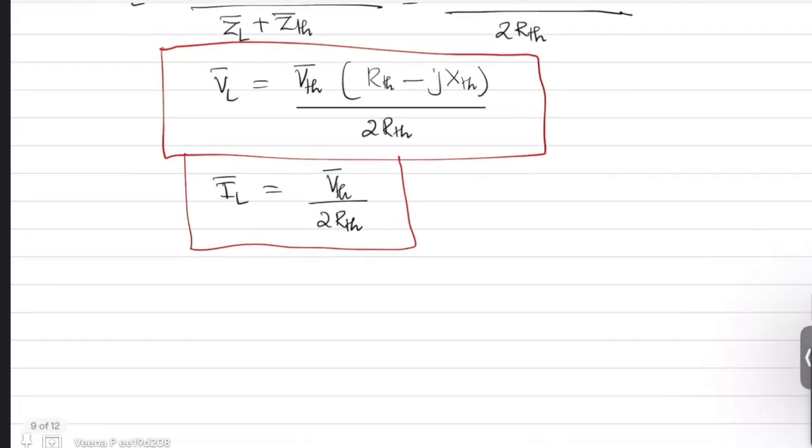Now let us see what is the power across your load. So these conditions are under maximum power transfer condition.